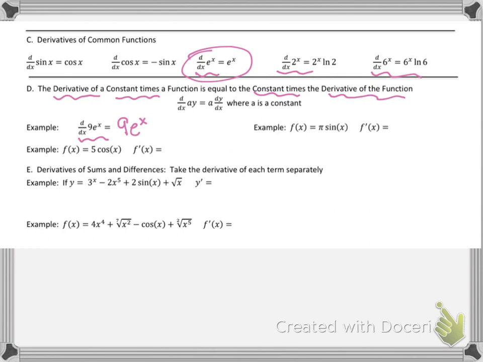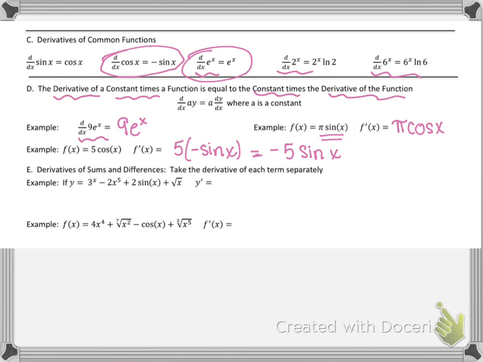On the right hand side here, it says f of x equals pi sine x. So I'm going to take the derivative of sine x, which is cosine x. That coefficient of pi, since it's a constant, just a coefficient, it carries through when I take the derivative. Okay, next, the derivative of 5 cosine x. Well, looking up here at the top of the screen, the derivative of cosine x is negative sine x, and that coefficient carries through. If you wish, you can rewrite this as negative 5 sine x.